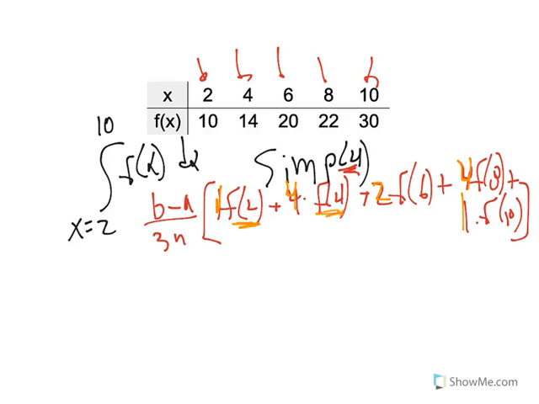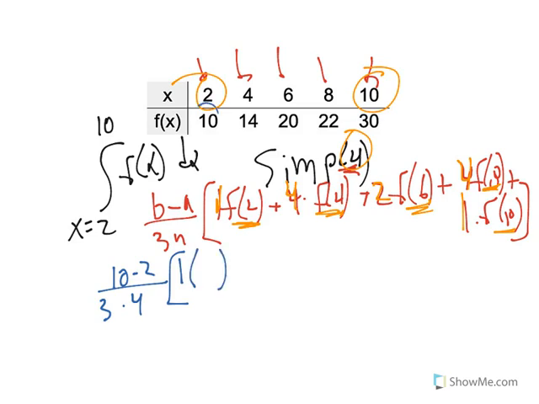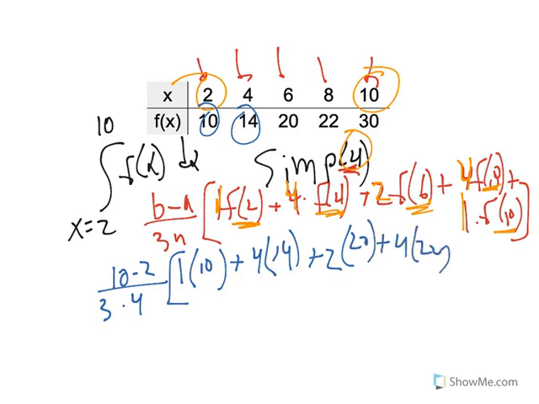And the value of the function gets the height. And we know b, we know a, we know n. So now let's just plug in what we know here. This is going to be 10 minus 2 over 3 times 4 times 1 times f of 2, which is 10, plus 4 times f of 4, which is 14, plus 2 times f of 6, which is 20, plus 4 times f of 8, which is 22, plus 1 times f of 10, which is 30.